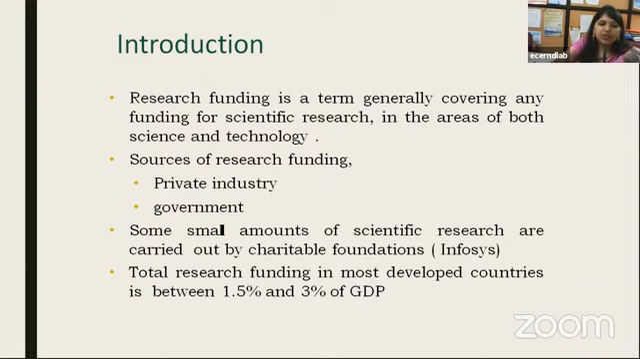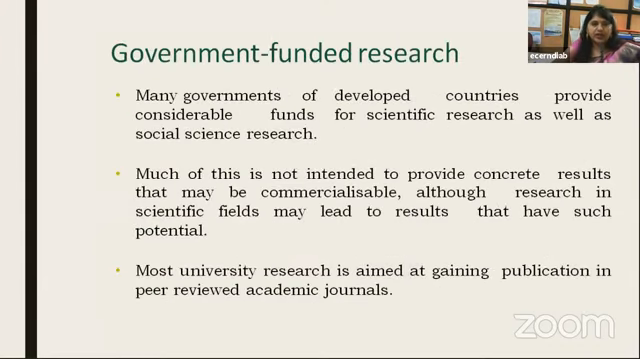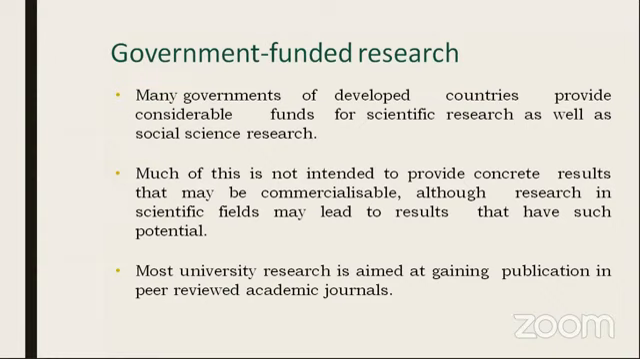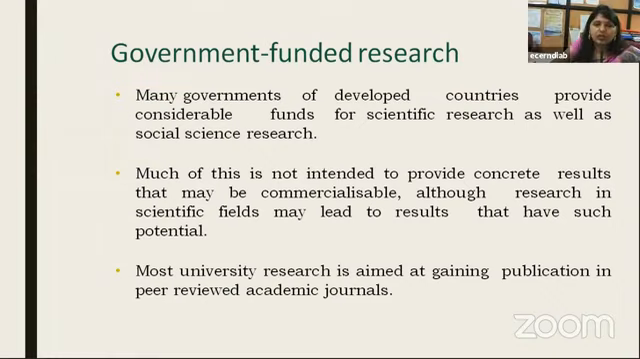Total research funding in most of the developed countries lies between 1.5% to 3% of the GDP. You see that actually it is not very high, but within that only we have to compete, and we have to get the funding from the government as well as from private funding agencies. Now I will talk about the government funding agencies. Many governments of developed countries provide considerable funds for scientific research as well as social science research.